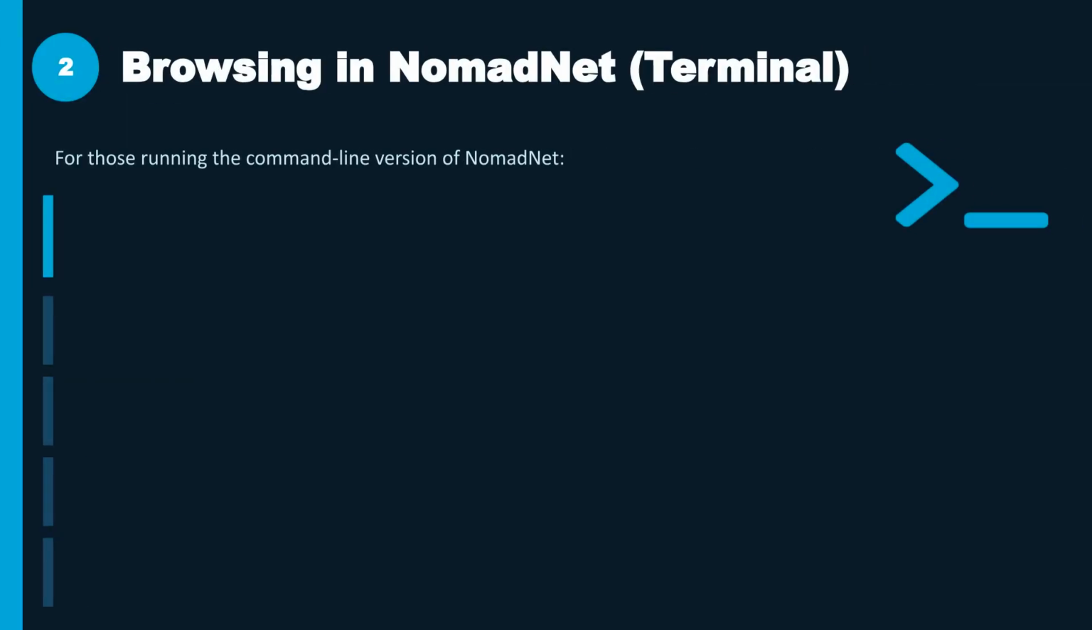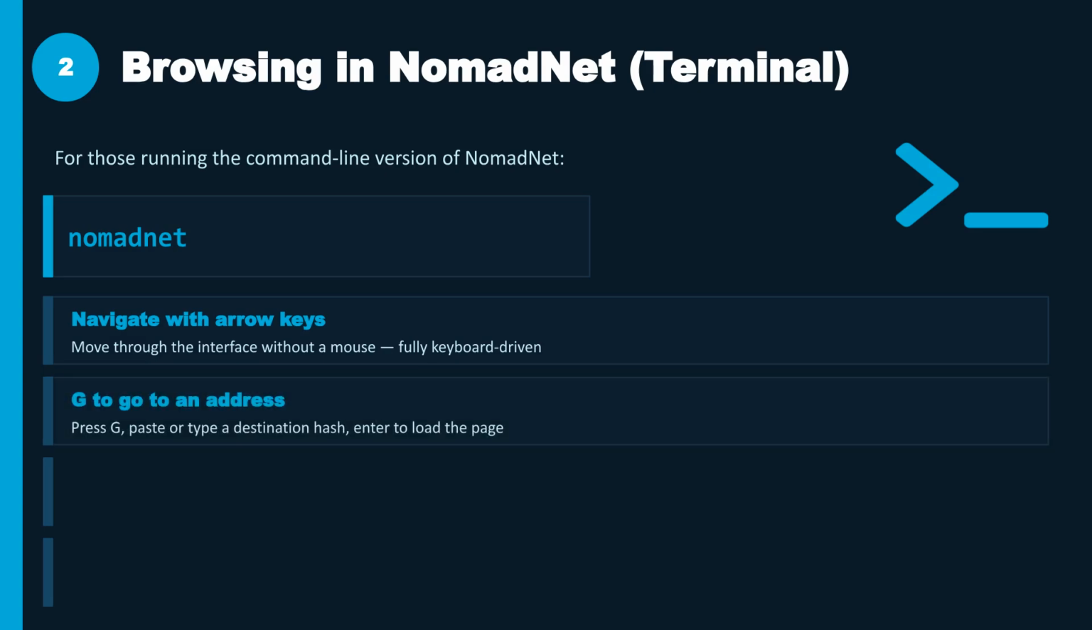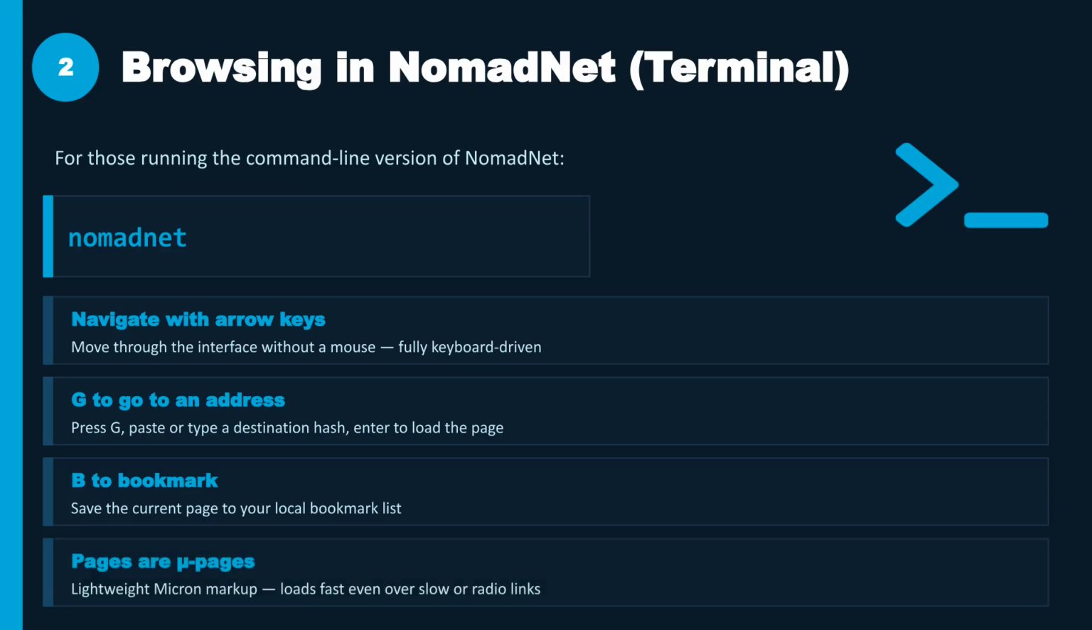For those using the command line version or terminal, start with the NomadNet command. Navigate with arrow keys, which is fully keyboard driven. Use G to go to an address, use B to bookmark the current page. Pages are lightweight micron markup, loading fast even over slow links.